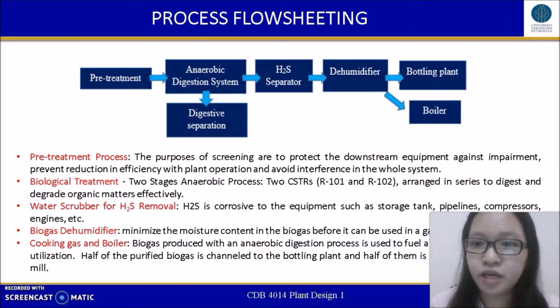Biogas produced with the anaerobic digestion process is used to fuel a boiler and for cooking gas utilization. Half of the purified biogas is channeled to the bottling plant and half of it is used for the boiler in the palm oil mill.